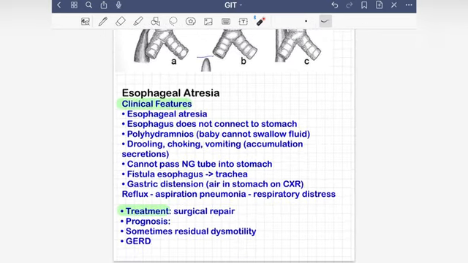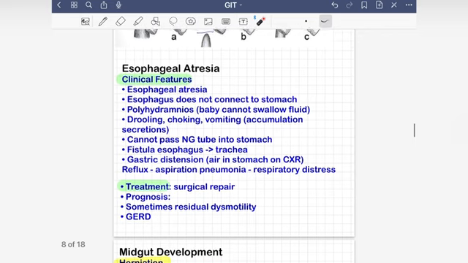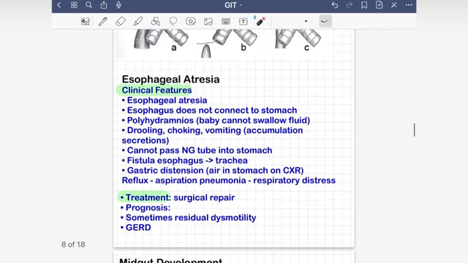the esophagus does not connect to the stomach, as we have just seen. This means the baby cannot swallow amniotic fluid, so there will be an excess of amniotic fluid present in the mother, and this is called polyhydramnios. When these children are born, they will have drooling, choking, and vomiting, and all of this is because secretions are accumulating in their mouth because they cannot swallow these secretions and pass them into their stomach and intestine.